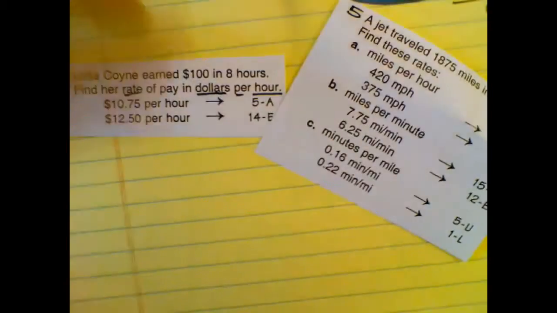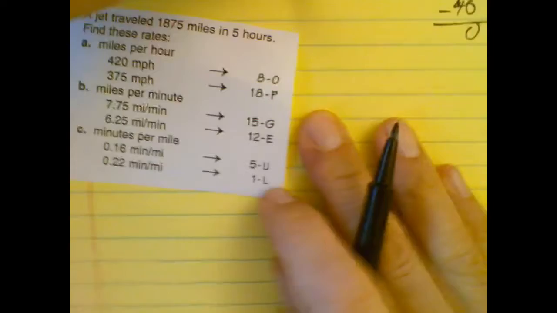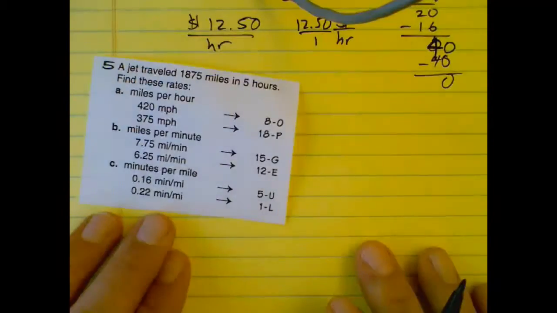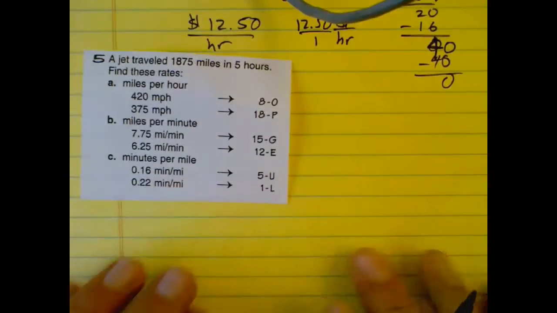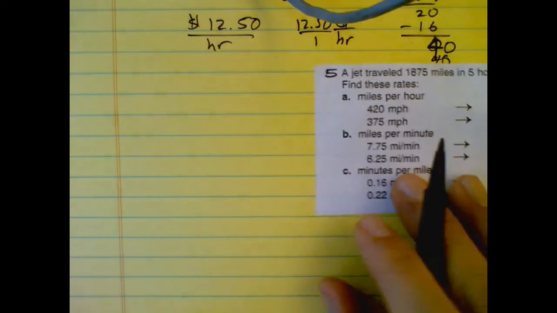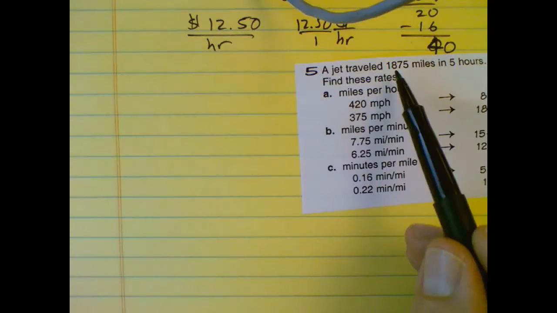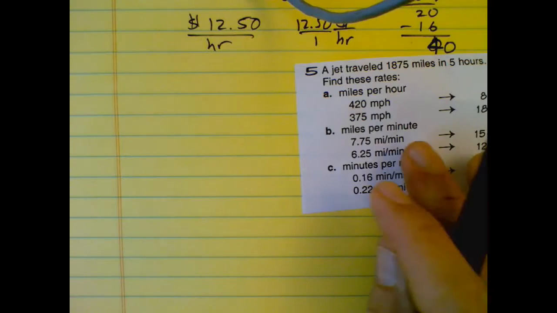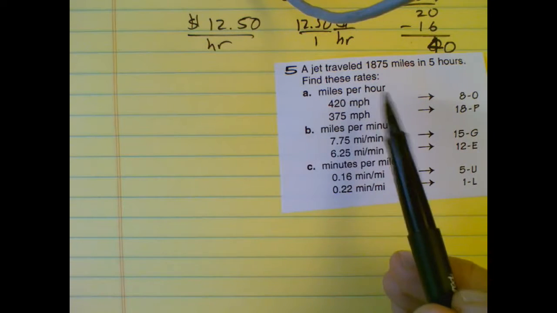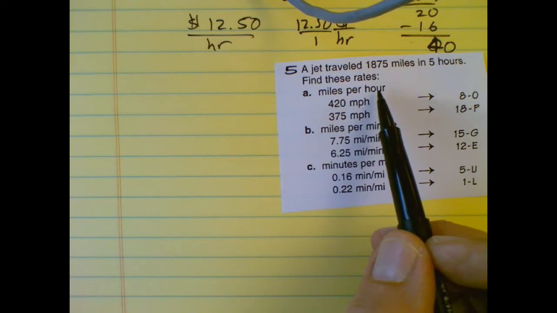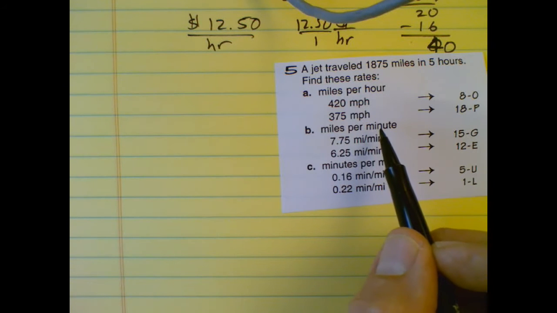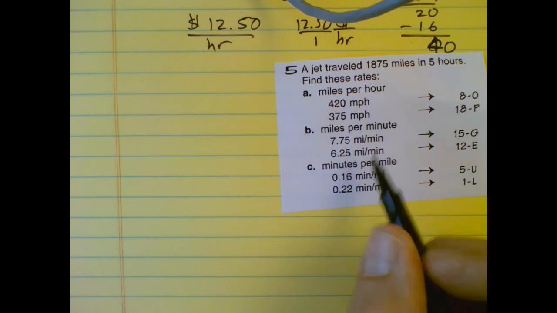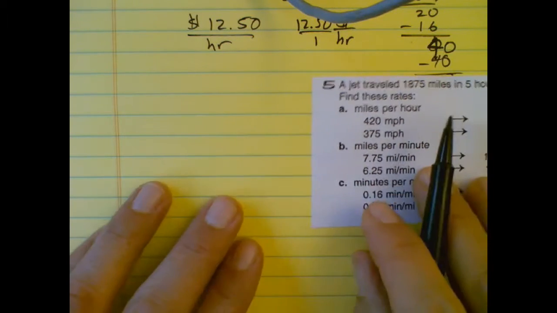Excuse me while I move the camera. So let's see. In this problem here, a jet travels 1,875 miles in 5 hours. And it looks like I have a number of different rates to find. I need to find the miles per hour rate. That sounds normal. Miles per minute's a little different. And then minutes per mile, that sounds kind of strange. Let's deal with them one at a time.